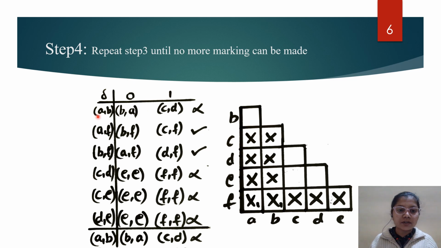Now check whether AB can be marked or not. AB on giving 0 goes to BA, and on giving 1 goes to CD. Is BA marked now? BA is not marked. Check whether CD is marked or not. It's not marked. Both are not marked, so we can't mark AB. That's all. We cannot do any further step 3 iterations.